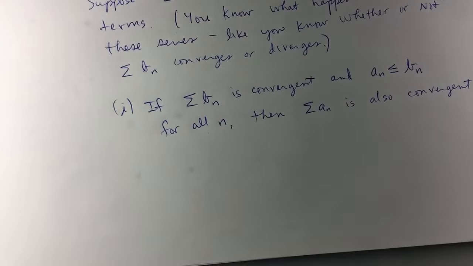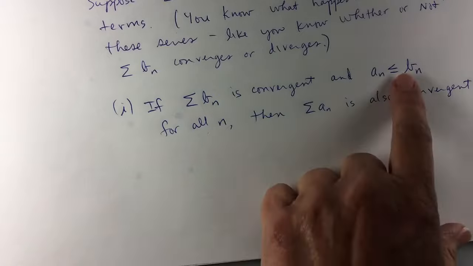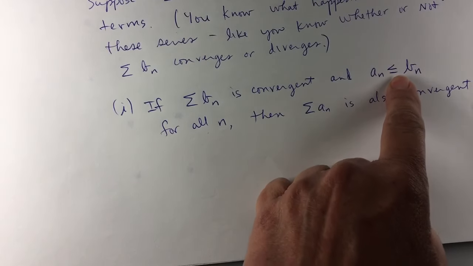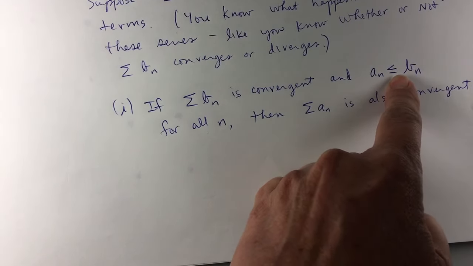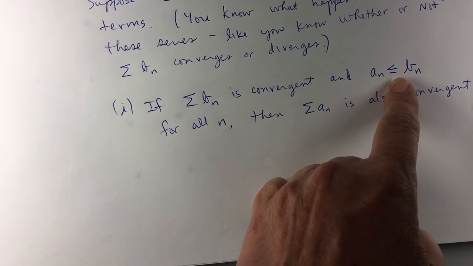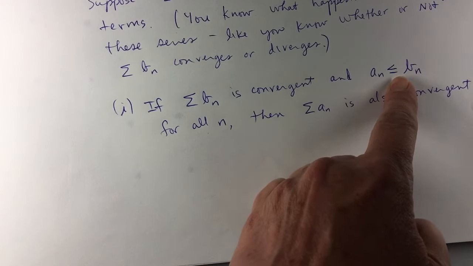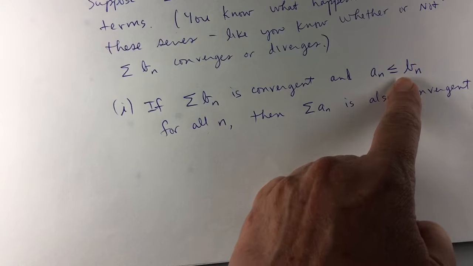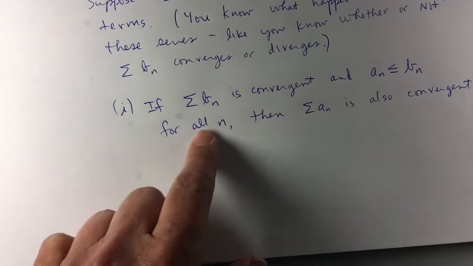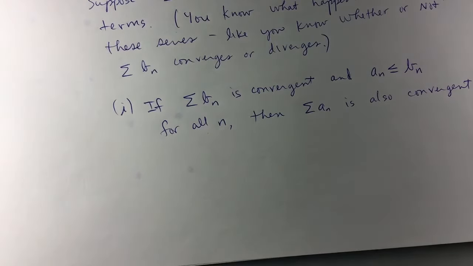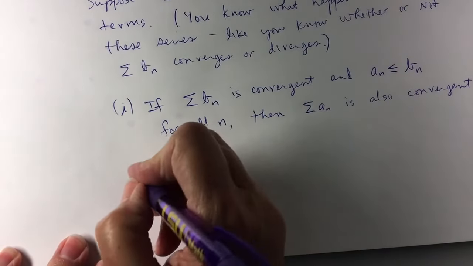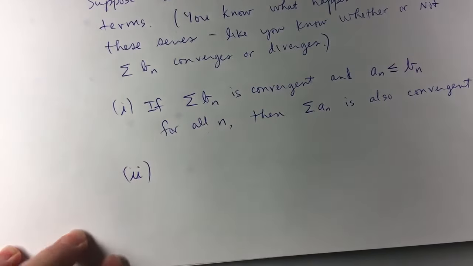And while they state it for all n, it could be for n eventually. Like maybe this inequality doesn't hold for the first 10 terms, but from the 11th term on, this inequality holds. From the 11th term all the way to infinity, well, that's okay. Although they say for all n, it's okay if there's a finite number of terms for which it's not true.